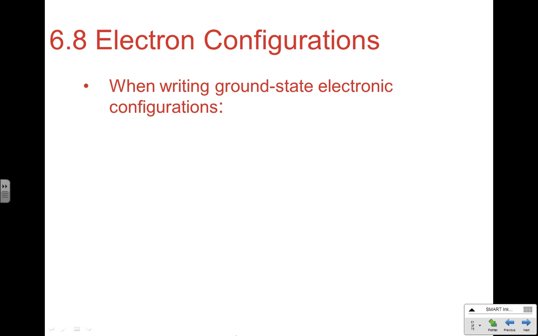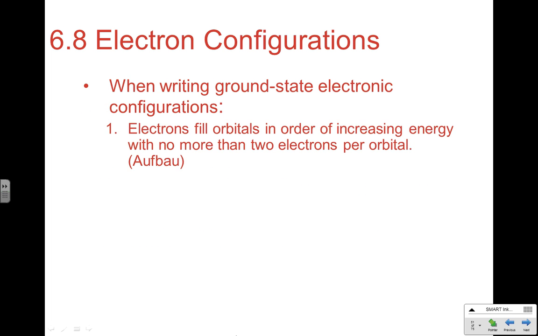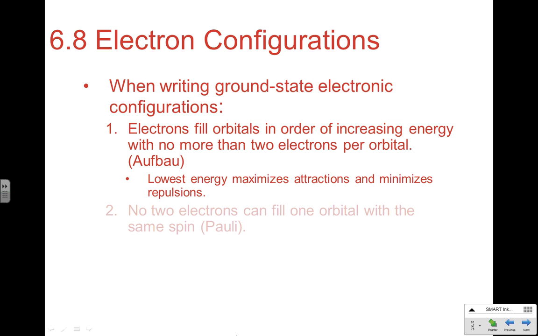Now, when writing ground state electron configurations, we follow a few rules. One is the Aufbau principle. Electrons fill orbitals in order of increasing energy with no more than 2 electrons per orbital. So we fill from lowest energy up, never putting more than 2 electrons in an orbital. Remember, the reason why is that lowest energy maximizes attractions and minimizes repulsions. So it's really all about Coulomb's law, attractions and repulsions. When you're at lowest potential energy, you're maximizing attractions and minimizing repulsions.